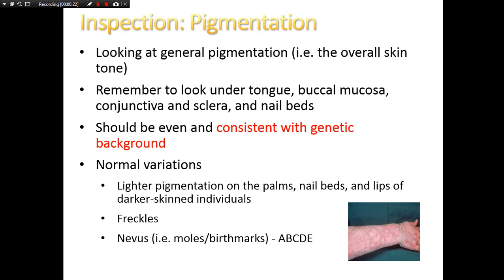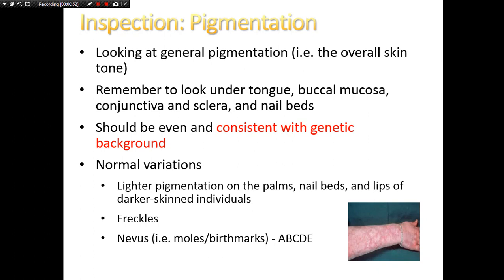Make sure when you're looking at the skin, you're also looking in those other specific areas where we can see alterations: in the tongue, the oral and hard palate, the soft palate, the conjunctiva, and definitely in the sclera, especially with patients who come in with jaundice. And we're also going to look at nail beds in patients who have that bluish discoloration to their skin, or cyanosis.